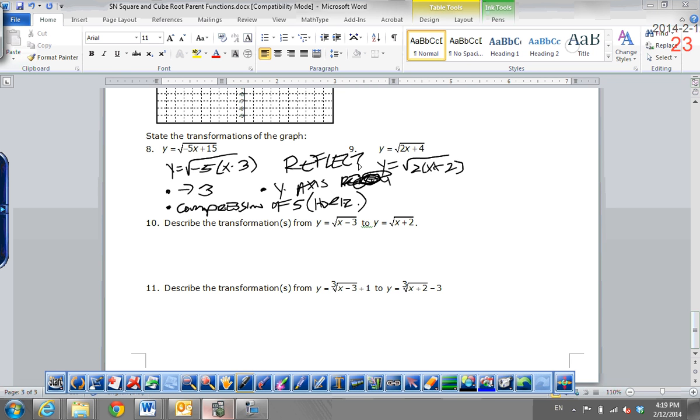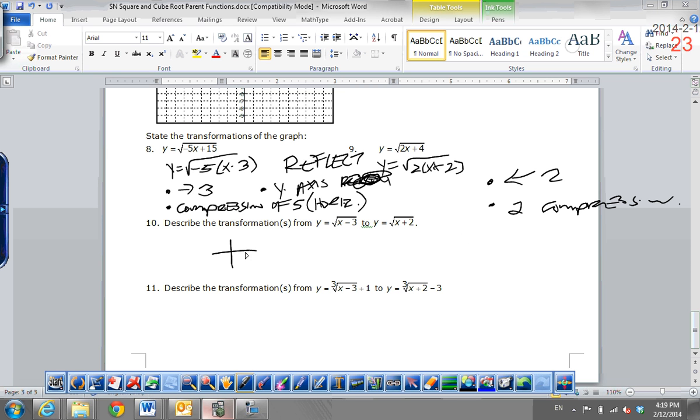Boom. Cool. Number 9, same idea. It went left 2. And then the 2 is the compression again. If it was a fraction, it would be a stretch, but it's not. 10 and 11, last thing here.